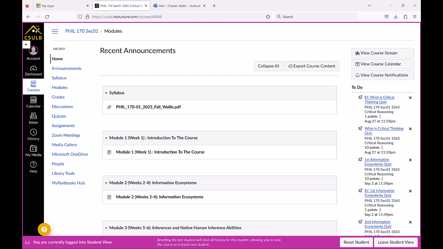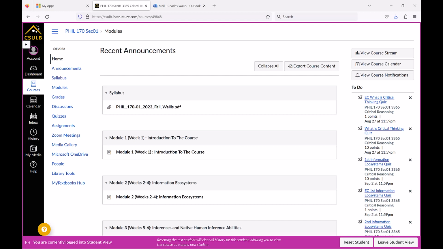What we're looking at here is the landing page, the home page for one of the sections of 170. On the right-hand side, you'll see upcoming assignments together with their due dates. On the left-hand side, you have a menu with all the various components of a typical Canvas page. Going down the middle are all of the modules that I've created for this course.